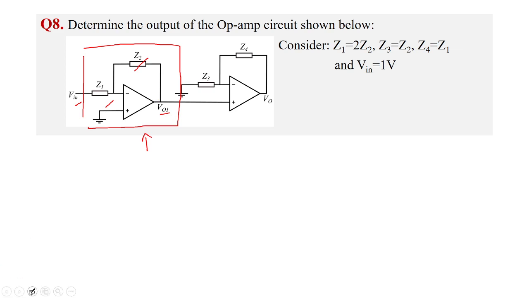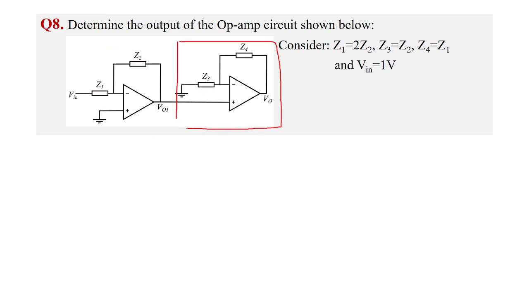And what is the next op-amp? This is the next amplifier. The output of the first is given as input to the second, right? So V01 is given as input. What is this configuration? This is actually a non-inverting configuration. What is the gain of the non-inverting configuration? It is 1 plus the feedback resistor by this resistance. So 1 plus Rf by R1, where 1 plus Rf by R1 is 1 plus Z4 by Z3. This is the gain of the non-inverting configuration, that into the input V01, right? So that will be V0.